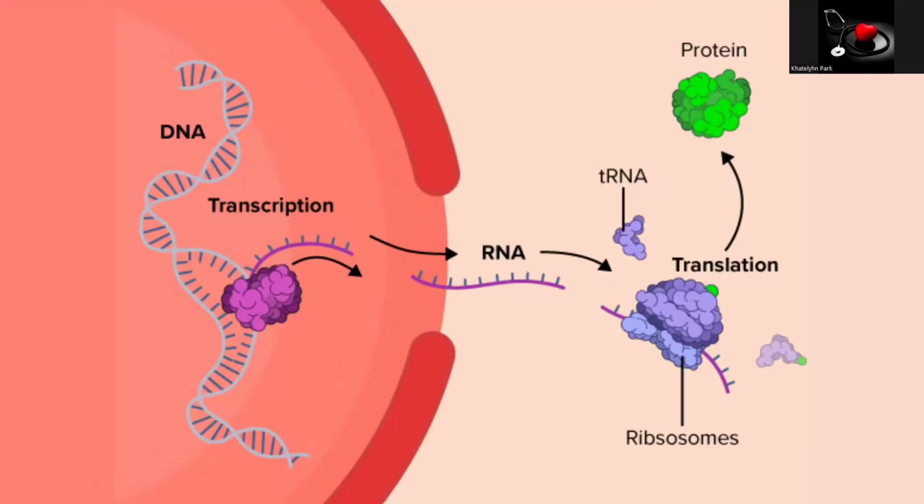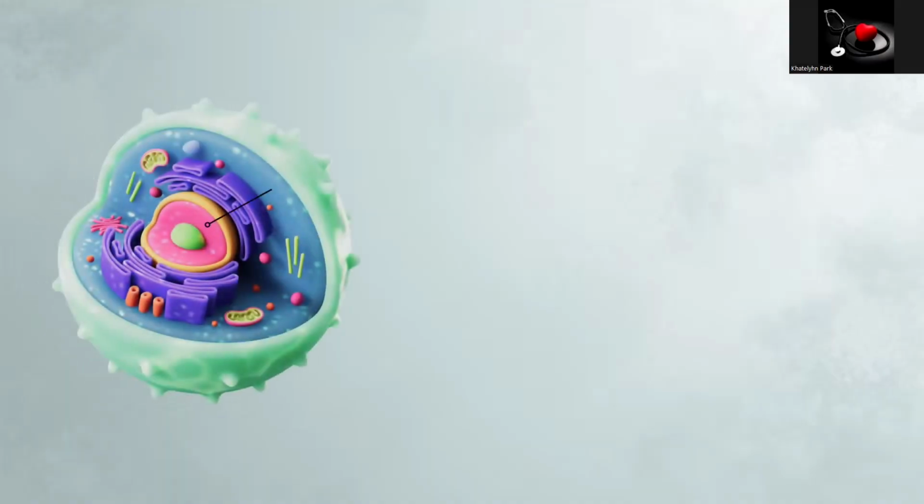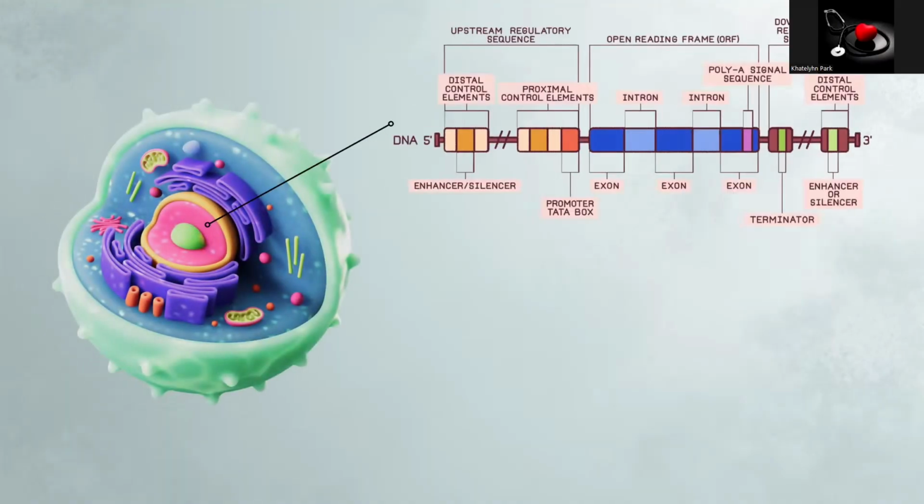In eukaryotic cells, transcription happens in the nucleus, wherein it will undergo post-transcriptional modification before it gets transported to the cytoplasm for translation. In eukaryotic cells, the gene contains introns and exons. The exons are the coding regions of the genes, while the introns are the non-coding regions which will be spliced later on to transform the pre-mRNA into mature mRNA.